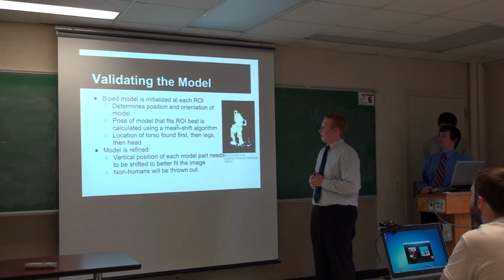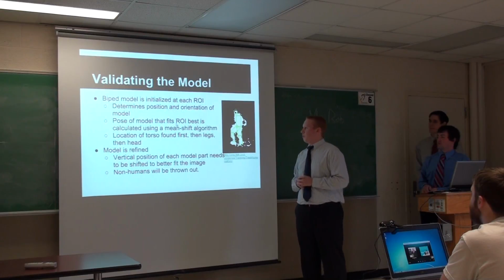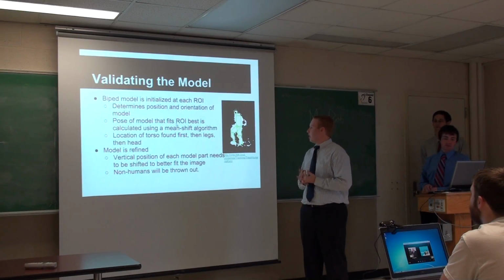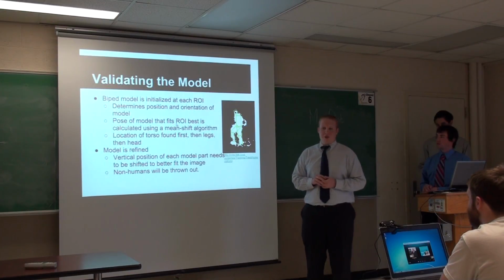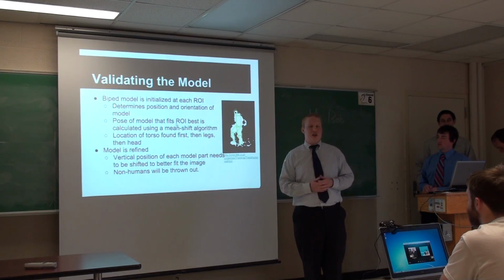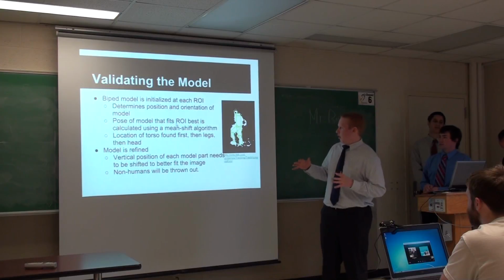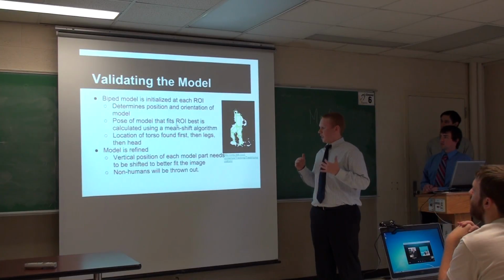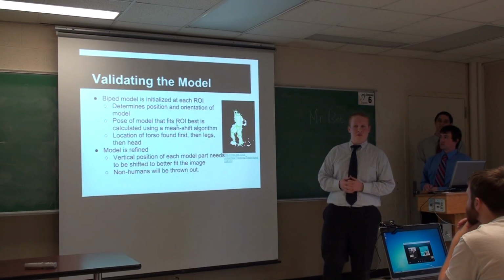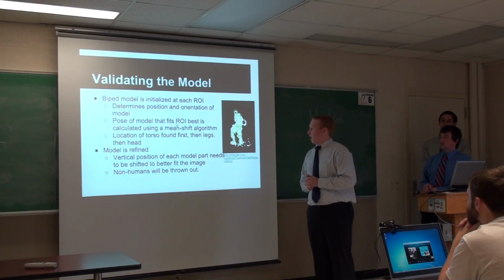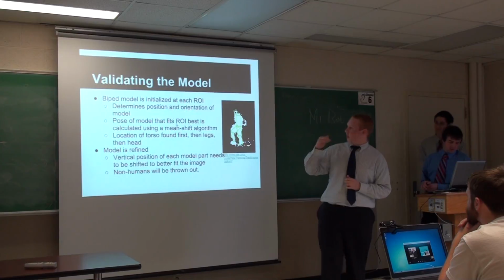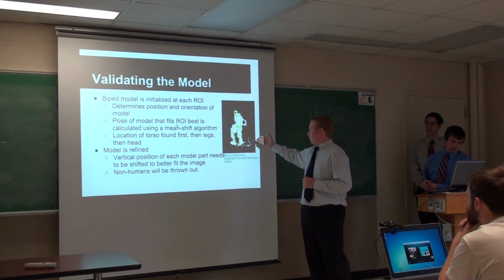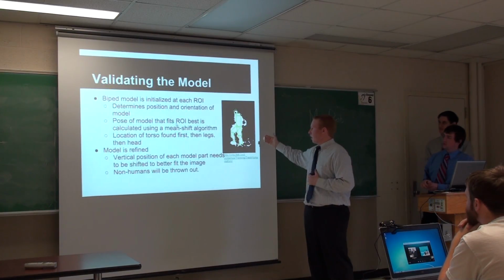Second part is validating. This is where the bipedal model is initialized. They'll do this at each region of interest. We basically just want to determine the position of the model and orient the legs and the head, because it can find people that are upside down, essentially. But basically, we want to use a mean shift algorithm to find the pose that best fits the image in the ROI.